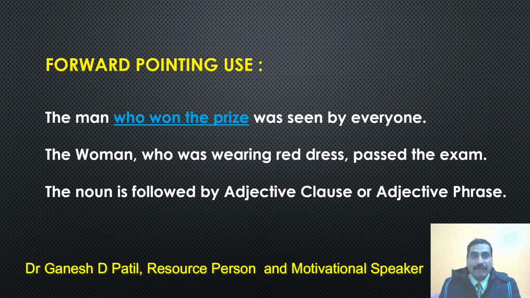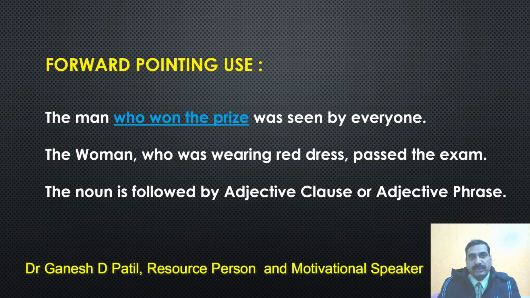Cataphoric use of the article "the". When the article "the" is used in a cataphoric way, it points to something that follows the noun. For example, the man who won the prize was seen by everyone. When I said the man, it means there is definite information following that noun. It's not any man, it's the man who won the prize.